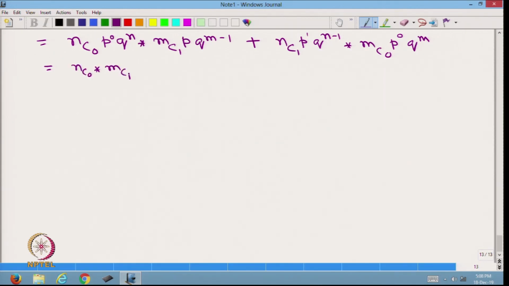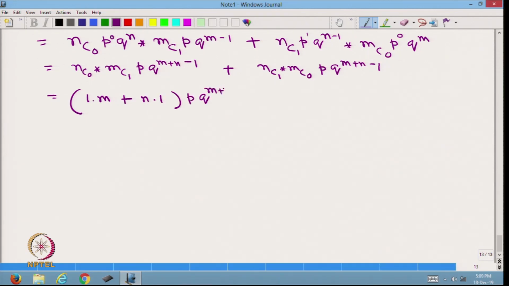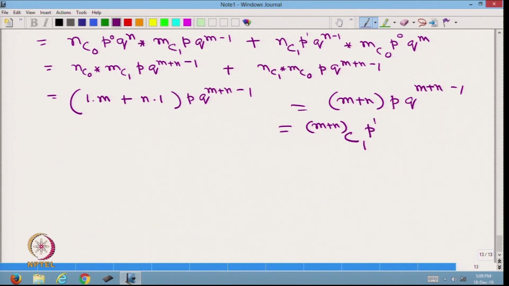nC0 into mC1 multiplied by p into q to the power m plus n minus 1, plus nC1 into mC0 p into q to the power m plus n minus 1, which is equal to nC0 is 1 multiplied by m, plus nC1 is n multiplied by 1, p q to the power m plus n minus 1, is equal to m plus n p q to the power m plus n minus 1, which we can write as m plus n C 1 p to the power 1 q to the power m plus n minus 1.